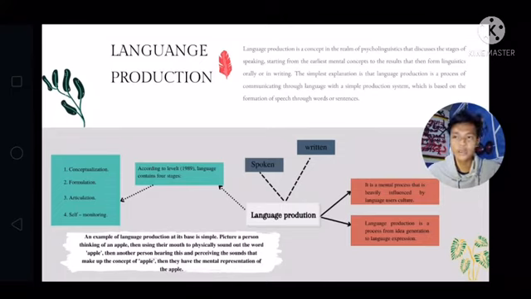Then according to level, language production contains 4 stages. First is conceptualization, second is formulation, third is articulation, and the last is self-monitoring. So what is this? Conceptualization is that we must conceptualize what we wish to communicate, and then formulation, we formulate this into a linguistic plan.